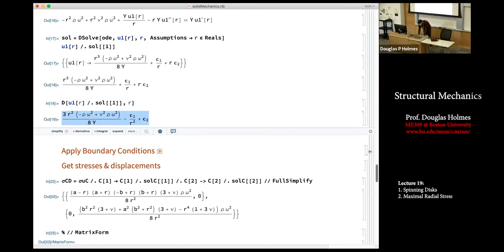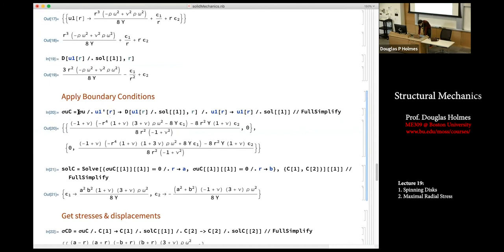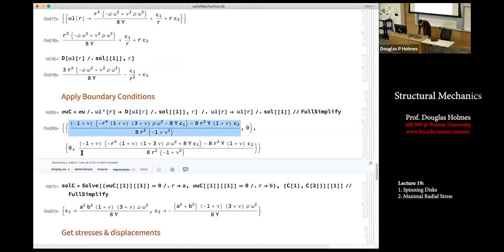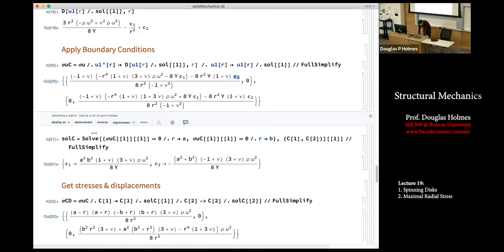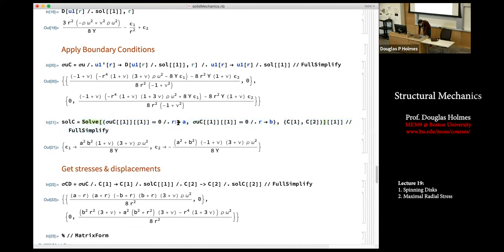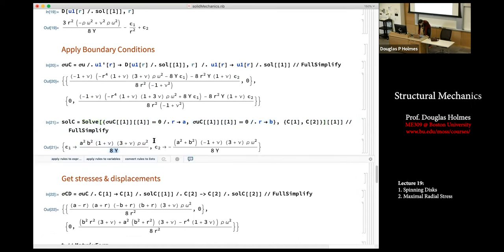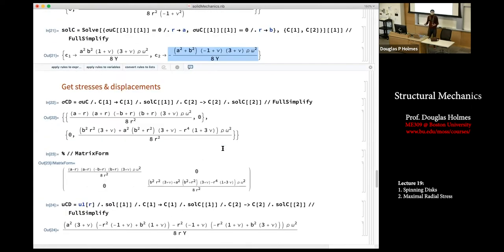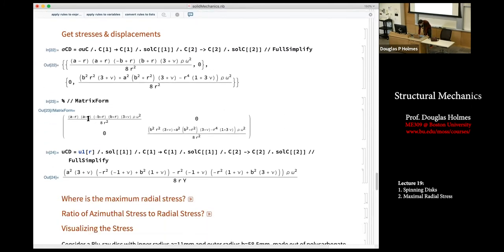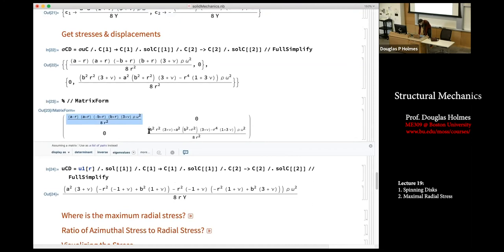So we can take u and u prime and insert them back into our equations for stress. Here's what I'm doing: my equation for stress, inserting u prime, inserting u. I get two equations and two unknowns. I can have it solve this system of equations for my two unknowns, given the boundary conditions that this thing should equal zero when r equals a, and this thing should equal zero when r equals b. I can solve for my constants here. They look bad, but they're not too bad. I can now insert these constants back into my stress equations to get my radial and azimuthal stresses. They look bad as well. Here, this is the radial stress. This is the azimuthal stress.